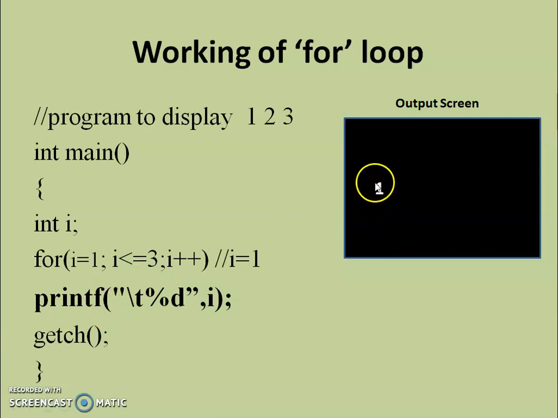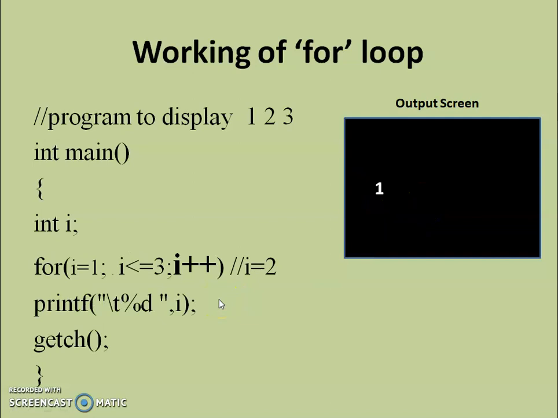You can see the output screen here. It will display 1 here. \t will give some space, and for %d the value of i will be displayed here. So 1 is displayed here. What next? Then it will return to the increment section. So i++ will increase the value of i by 1. Now i becomes 2.